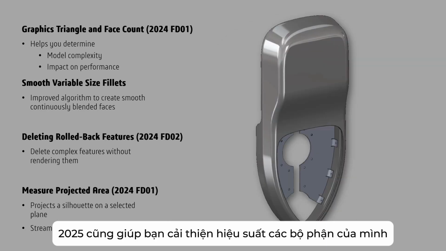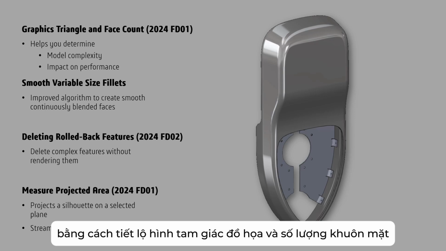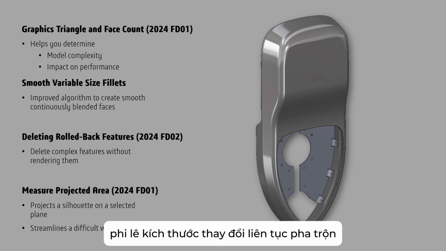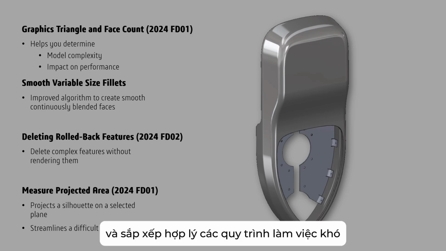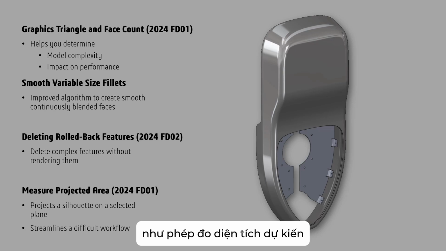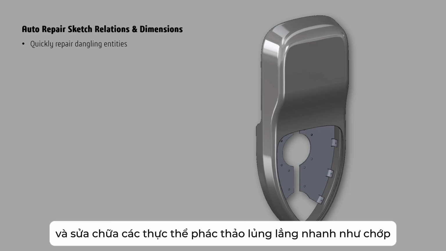SOLIDWORKS 2025 also helps you improve your part's performance by revealing graphics triangles and face count, create smooth, continuously blended variable size fillets, delete complex or broken features below the rollback bar, and streamlines difficult workflows like the measurement of a projected area and repair dangling sketch entities lightning fast.